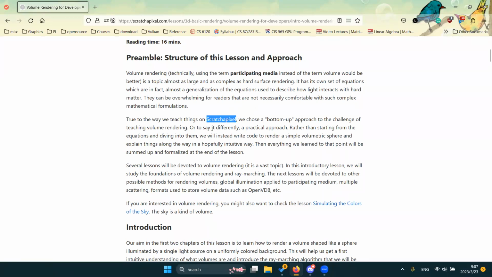And they talk about, we use a so-called bottom-up approach, a practical approach. We will write code first and explain the equations later, I guess. Not a bad way to do it. Yep.